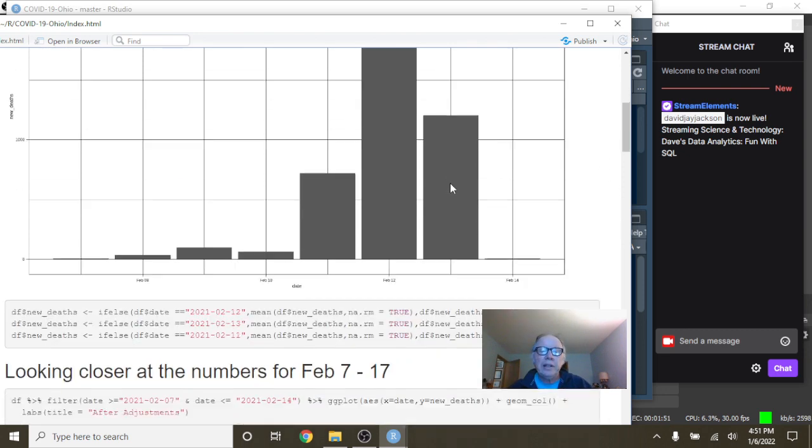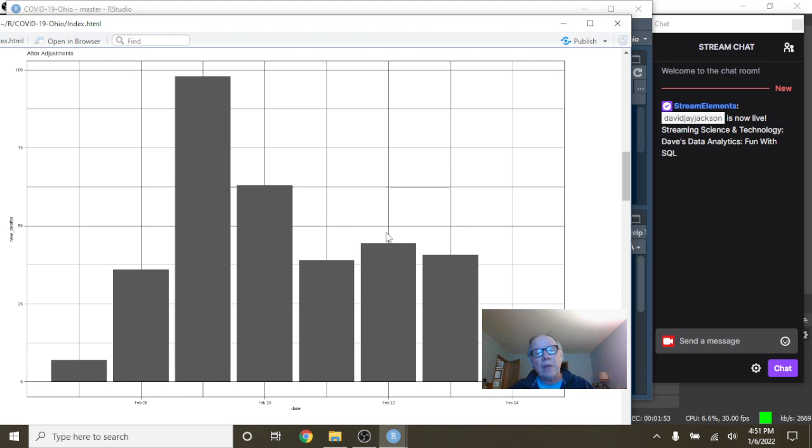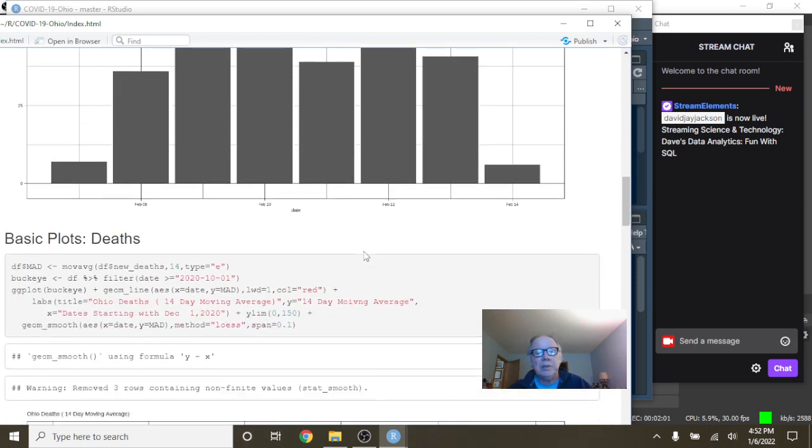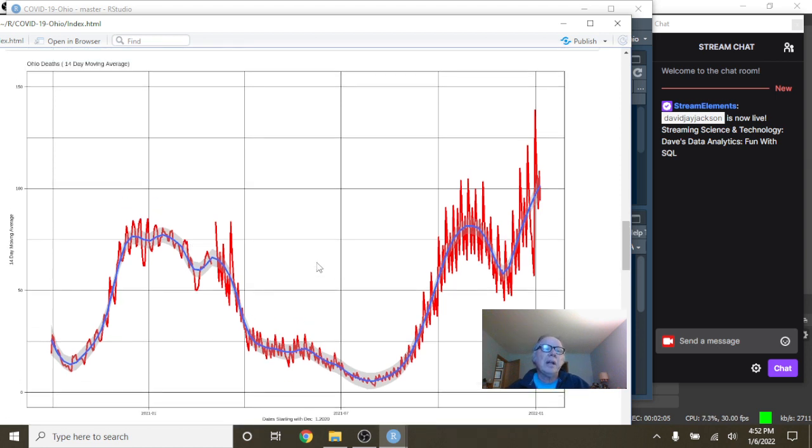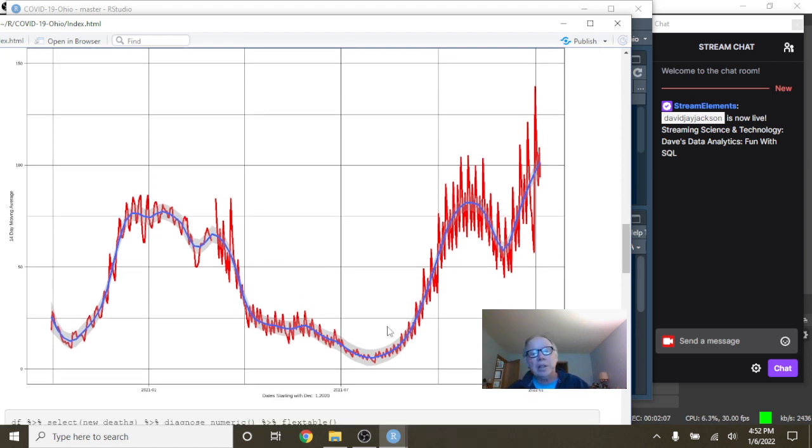What we do is we take these numbers and we replace them with the average number of deaths for this period of time here. The average number of deaths for these 3 days. Then we plot a 14-day moving average on top here. The red line's a 14-day average.